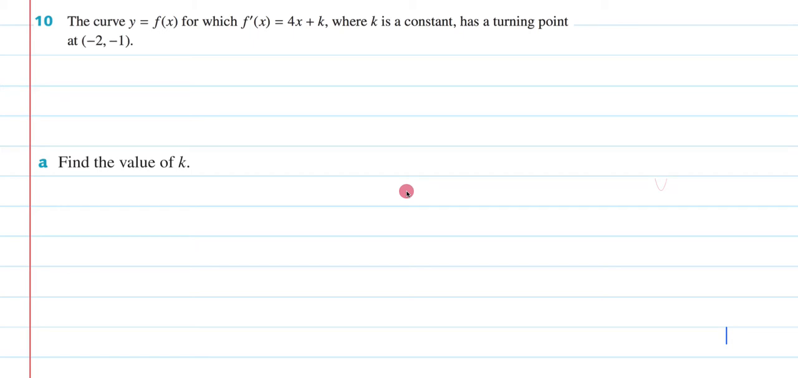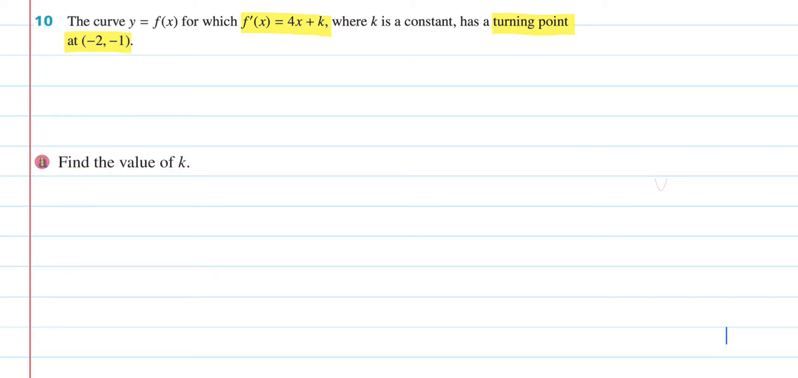We are going through exercise 17e, and in this video we'll be answering question 10, which says the following. The curve y equals f of x, for which f dash x equals 4x plus k, where k is a constant, has a turning point at -2, -1. Find the value of k.